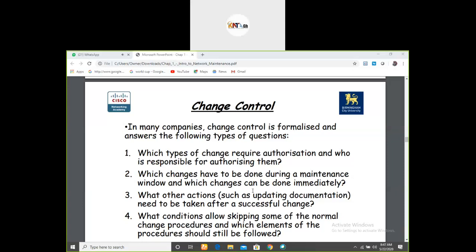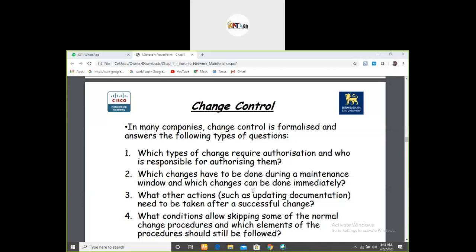This is a structure. It's a legal documented procedure which must be followed. So if there's a change, it requires authorization, and who is responsible for authorizing the replacement of those chips for you? That is one important area you have to look at. And then, which changes have to be done during a maintenance window, and which changes can be done immediately?